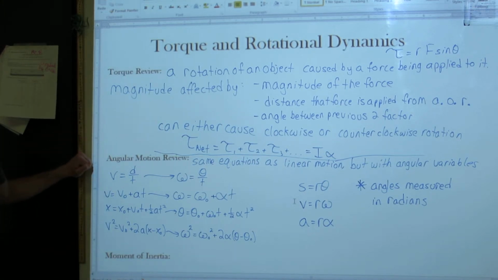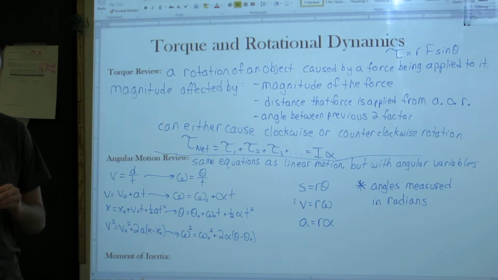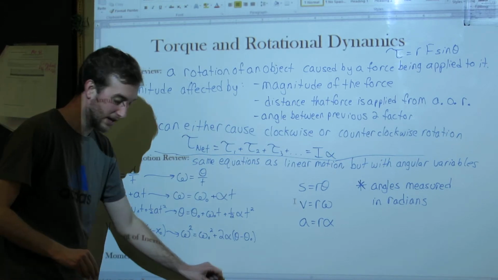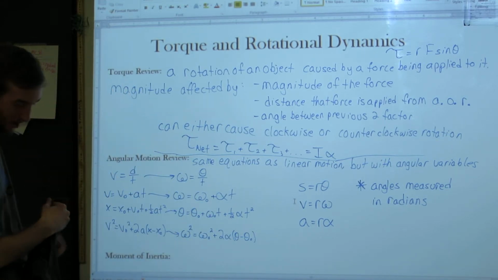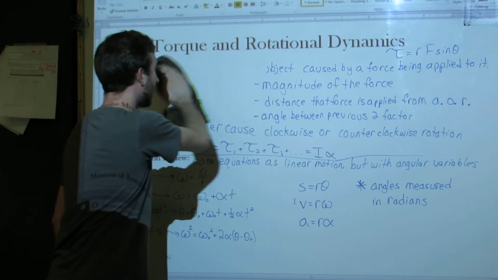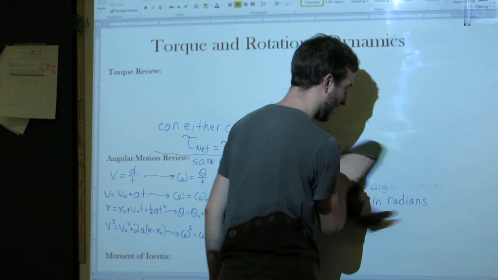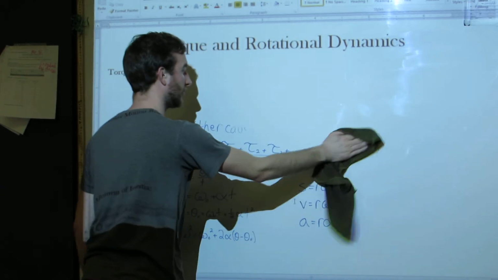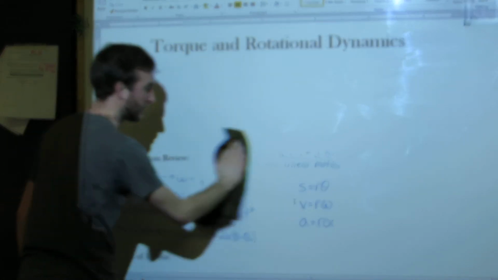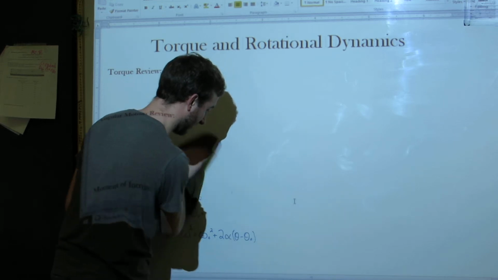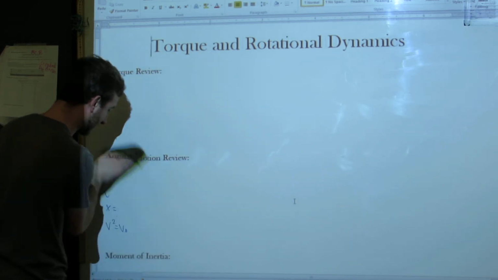Torque review, angular motion review, okay? Those are two topics that we've discussed fairly recently. Here's another one, actually. Moment of inertia, which I've mentioned, and I feel like I probably kind of glossed over it. We're going to get way into the weeds with moment of inertia. Actually, you don't have to know as much as you used to have to know about it, but it's still kind of a weird topic.